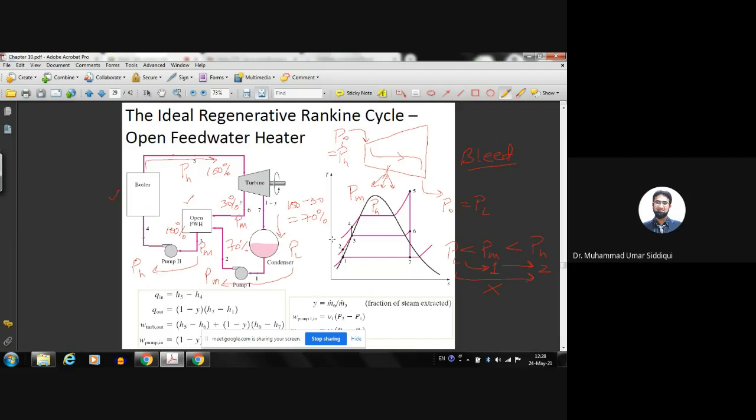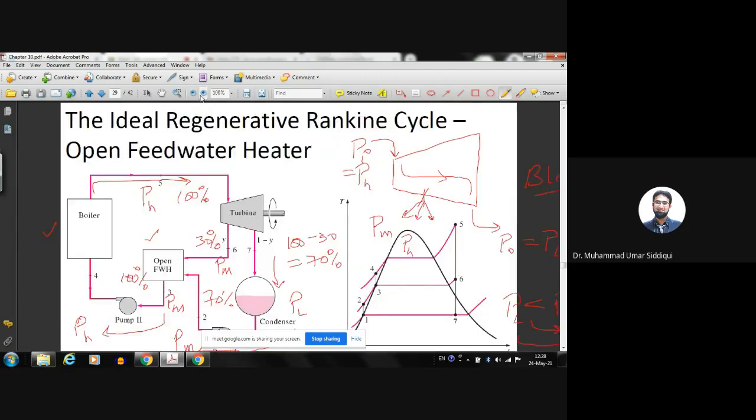Now you have to look at what is happening here. We are not doing the pressurization, the pumping, in one step. We are doing the pumping in two steps, from PL to PM, then PM to PH. We are not doing it directly from PL to PH. Now, what is the advantage of it?